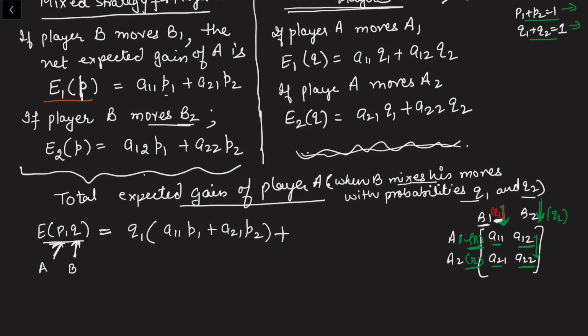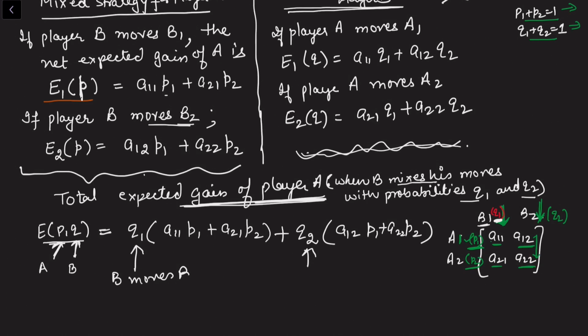So if I am now putting the data with respect to Q2, that is the second move of B, this means A12 into P1 plus A22 into P2. So look at this, this is the expected gain of player A. When I say expected gain of player A, that means B's moves are here. These are B's moves. B move B1, B move B2.